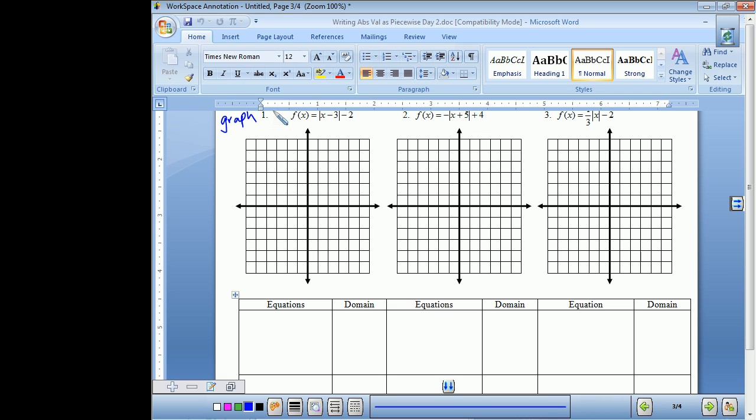So log green. Okay, and if you guys have colored pencils or highlighters, that might be helpful for today. If you don't, no biggie.